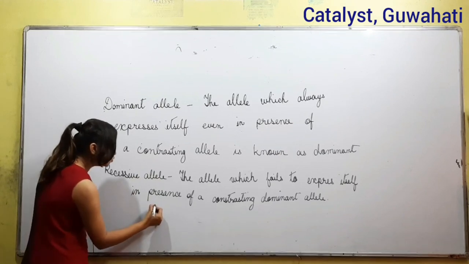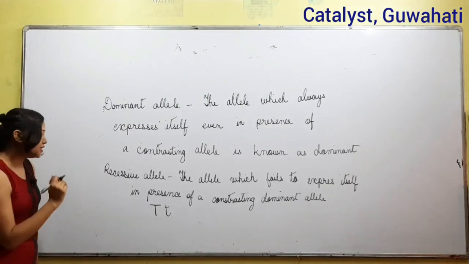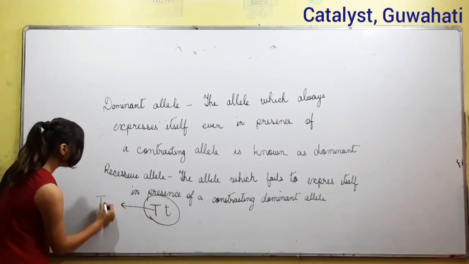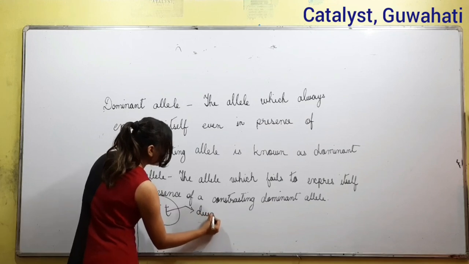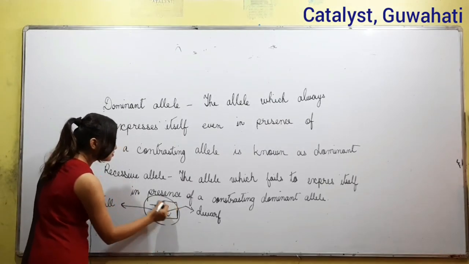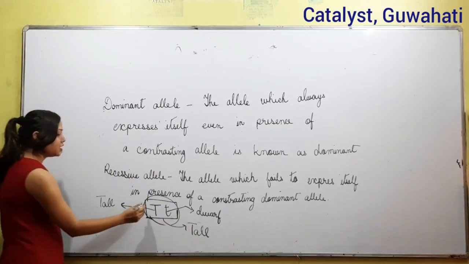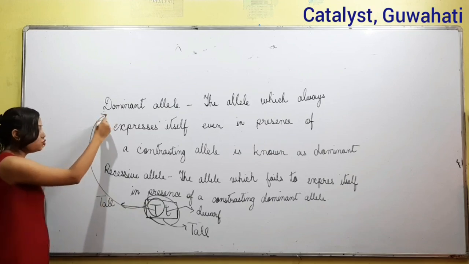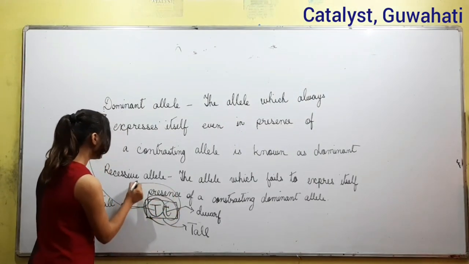Suppose we take the example of capital T and small t. Suppose capital T indicates tall and small t is the allele for dwarf. But when capital T and small t are together, it indicates tall as a whole. So we can say capital T is a dominant allele because in its presence small t is hidden. So small t is the recessive allele.